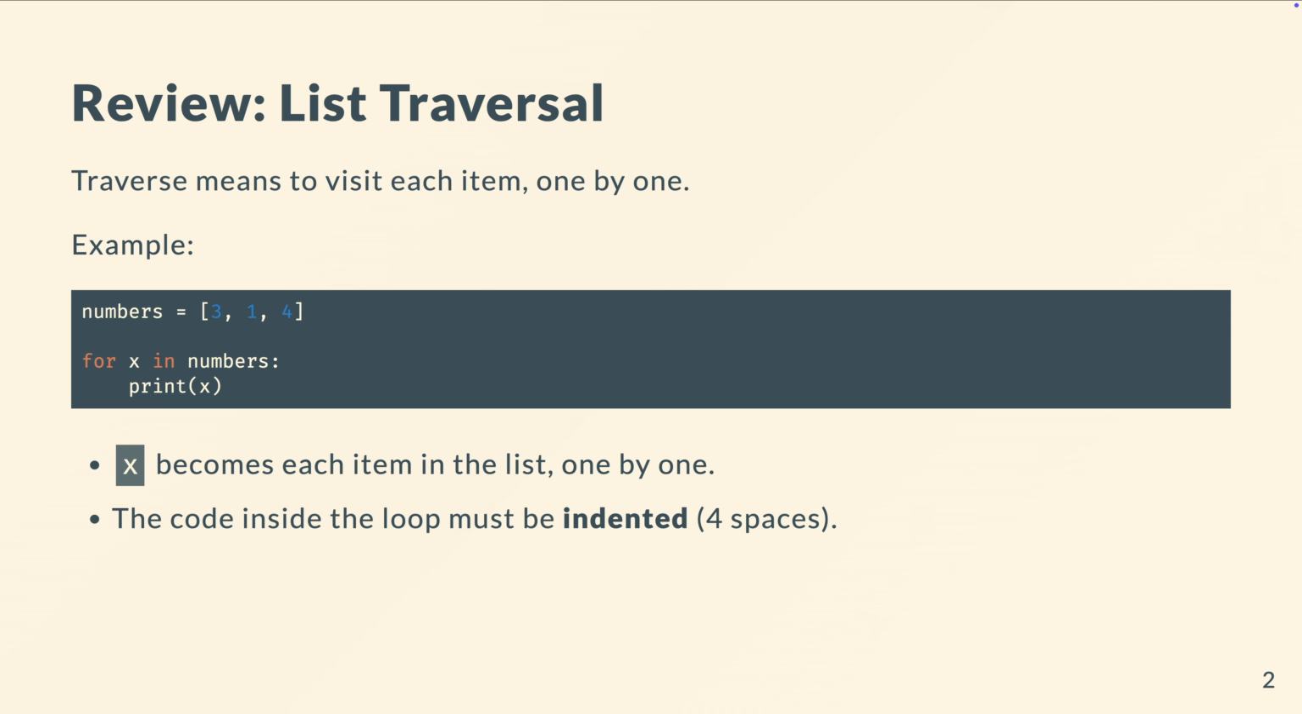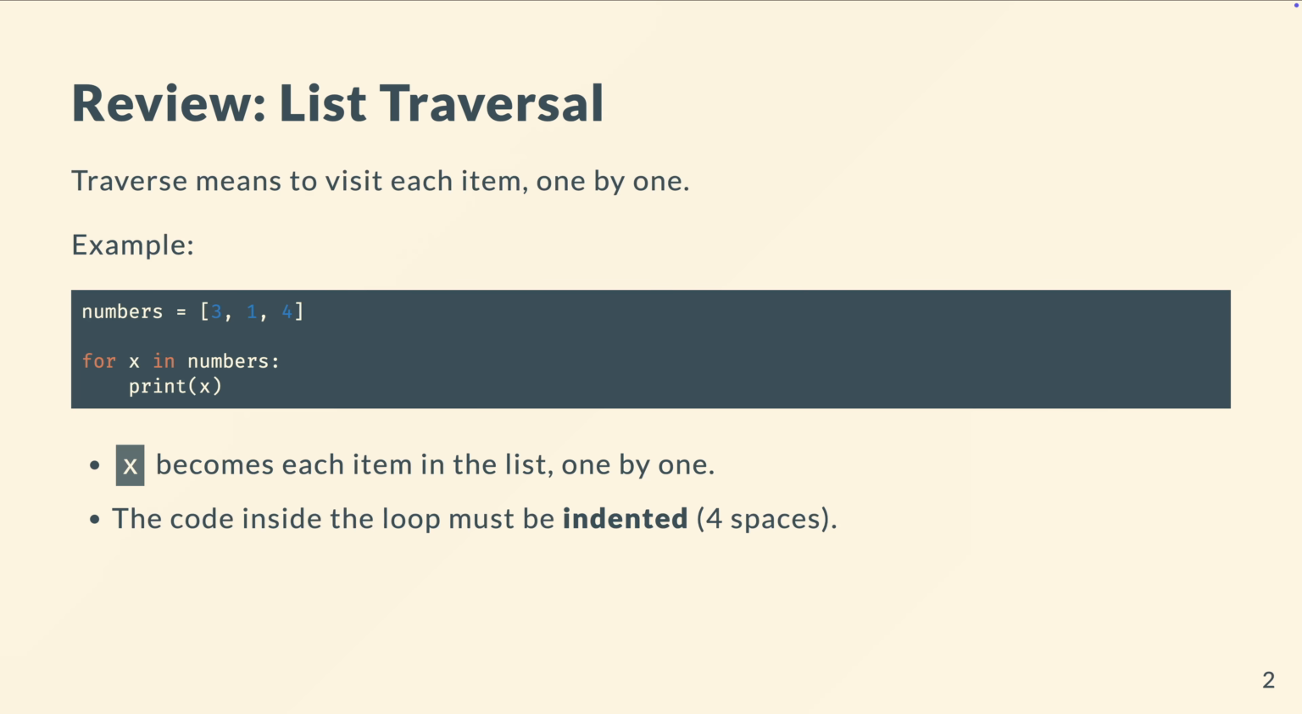Let's quickly review list traversal. Traverse means we visit each item in a list, one by one. In this example, numbers is a list containing 3, 1, 4. The loop says, for x in numbers, and then a colon. That means x becomes each item in the list, one at a time. So first x is 3, then x is 1, then x is 4.